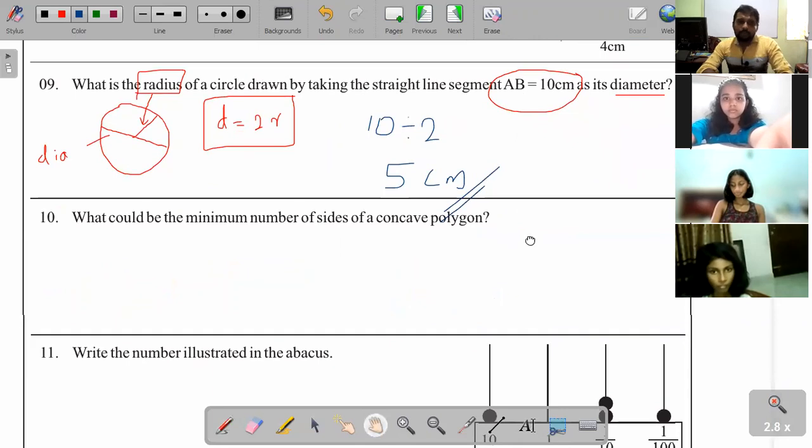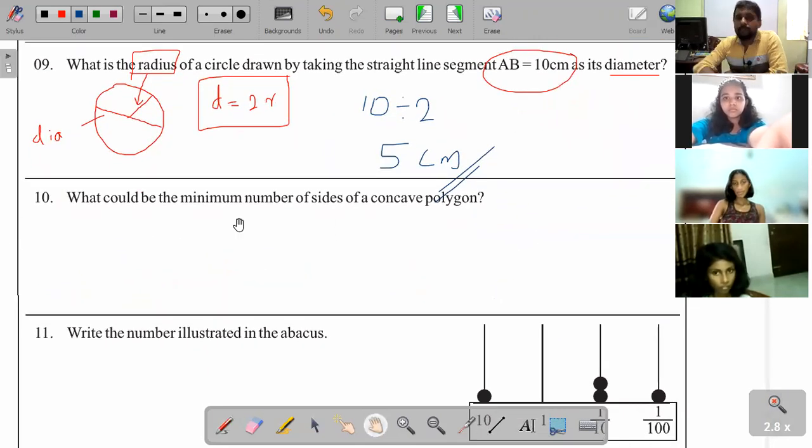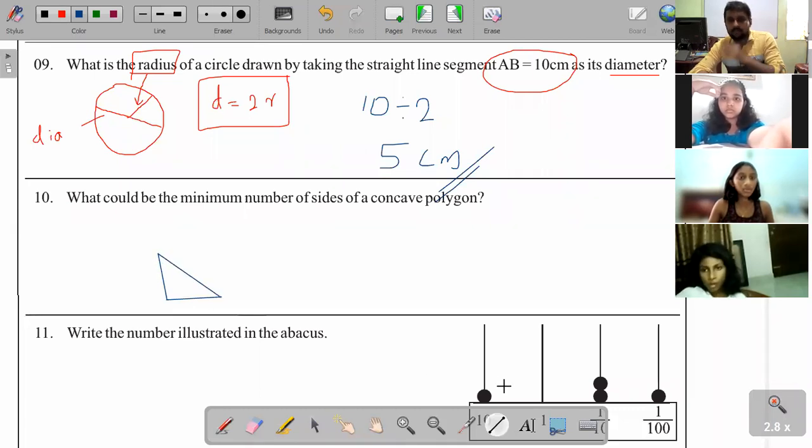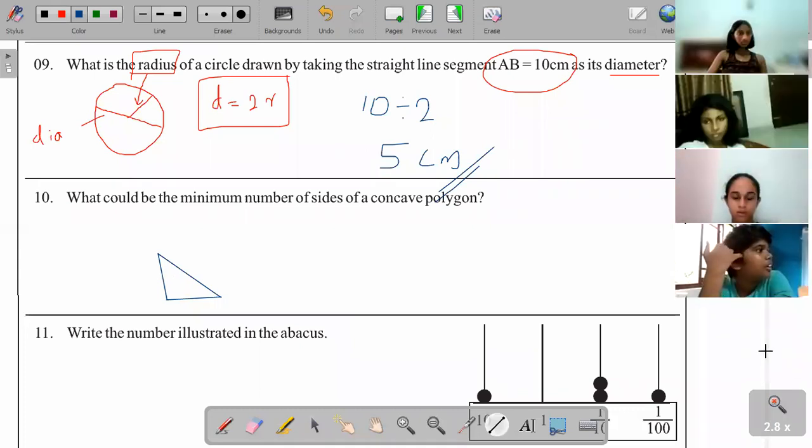Right. Question number 10: what could be the minimum number of sides of a concave polygon? Do you remember the polygon types? There are two types, concave and convex. Can you tell me this one, which type? Convex or concave? What kind of shape is this? Convex. Convex. How can you identify it?